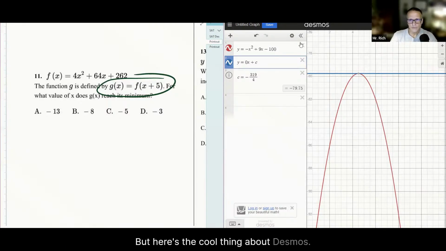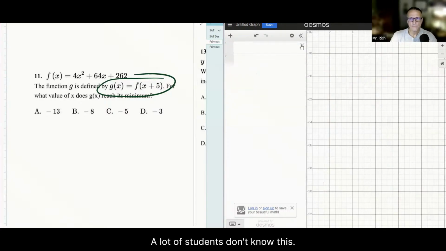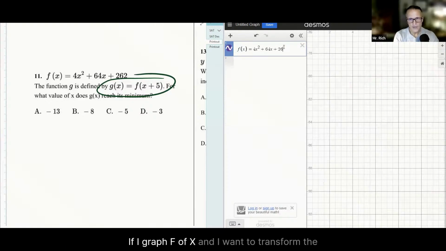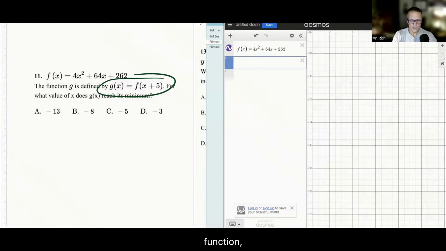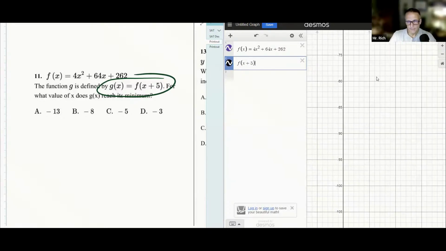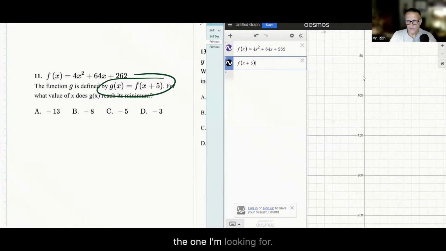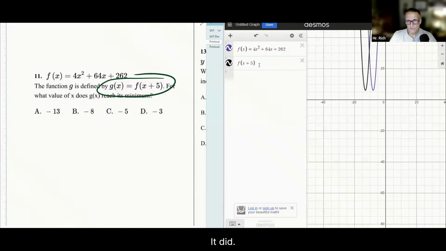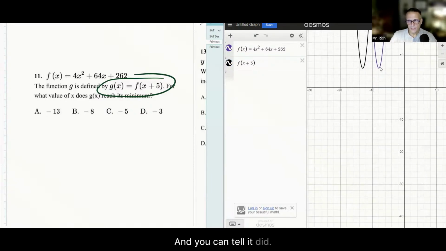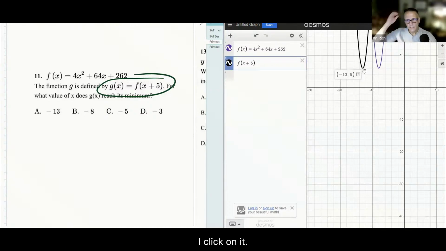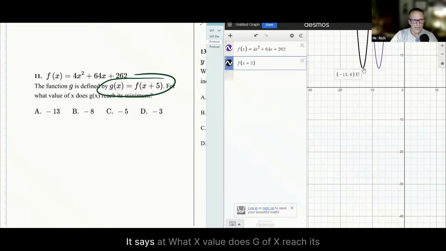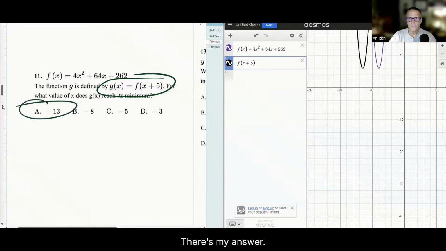But here's the cool thing about Desmos. A lot of students don't know this. If I graph f of x and I want to transform the function, I can tell it to graph f of x plus 5. Okay, and it will give me that. It's the black line. I'm going to look for the black one because that's the one I'm looking for. It did both of them, and you can tell it shifted over 5. I click on it. The question says at what x value does g of x reach its minimum? That's an x value of negative 13. There's my answer. All right.